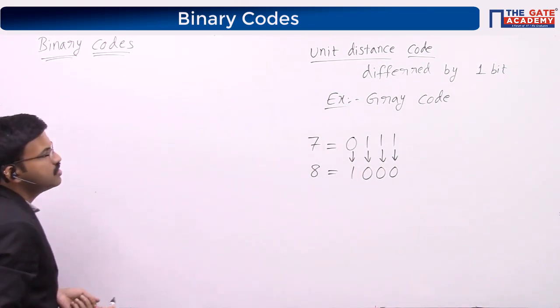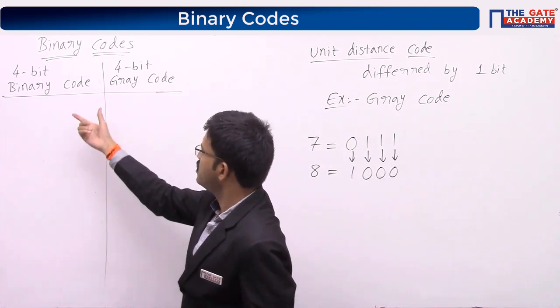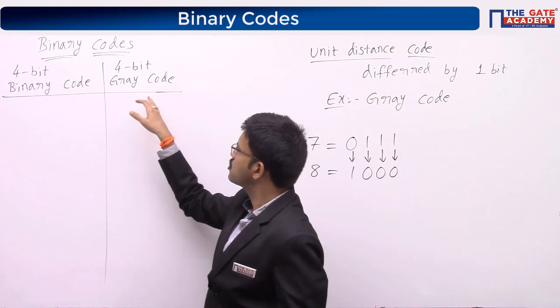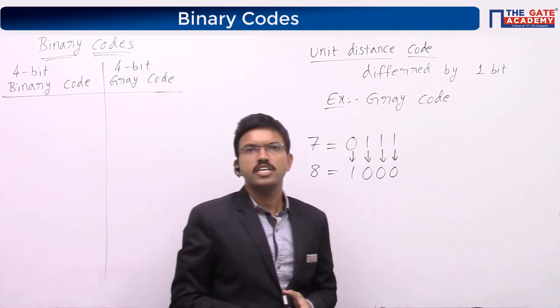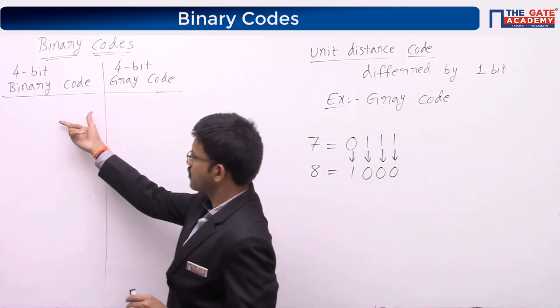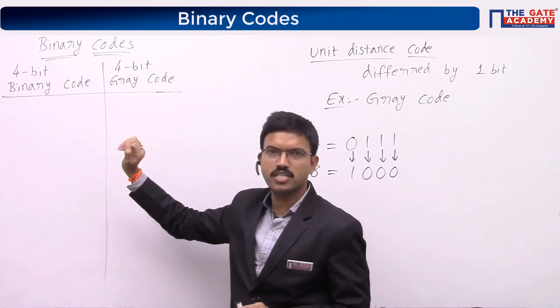First you can write down the 4-bit binary code. Here we have considered 4-bit binary code, and let us write the corresponding gray code for 4-bit. Sequential code and unit distance code are not the same. After forming the tabular form, you will get a clear understanding.